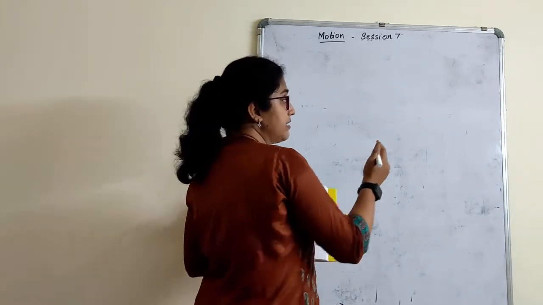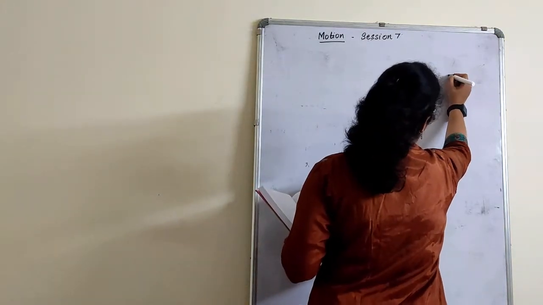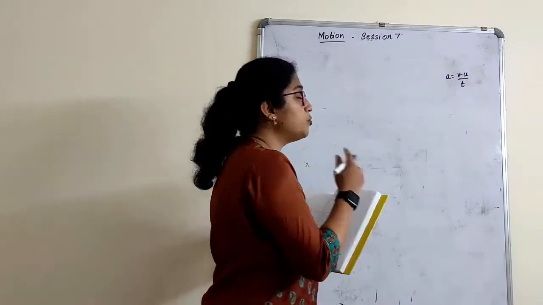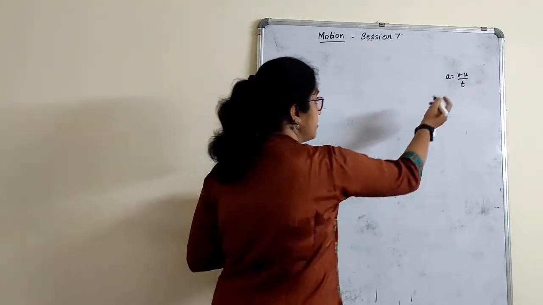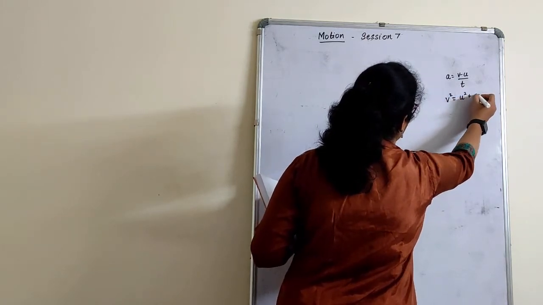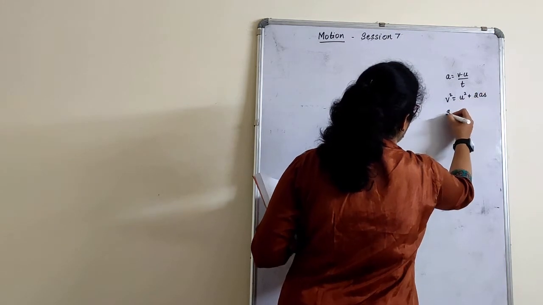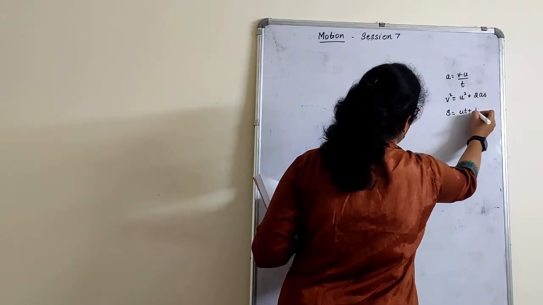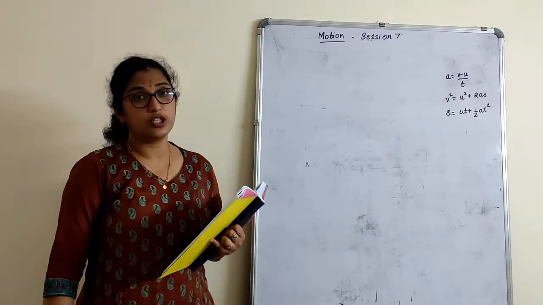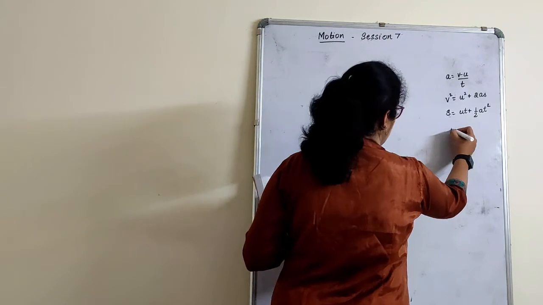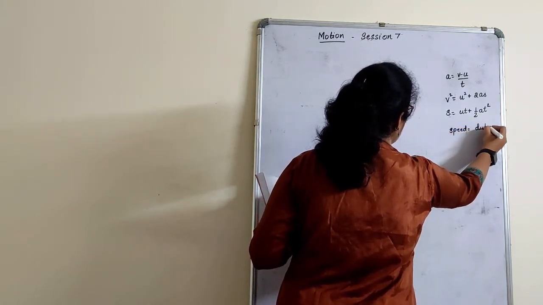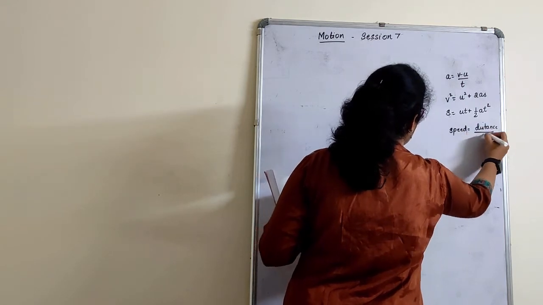So basically, again, I will just recapitulate. A is equal to V minus U by T. V is equal to U plus AT. That also you will do that here. Or it is V square is equal to U square plus 2AS. S is equal to UT plus half AT square. Right? These are the 3 equations of motion. Apart from that, what we also know is that sometimes we apply speed is equal to distance by time.